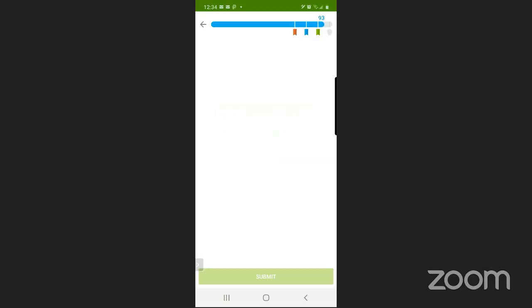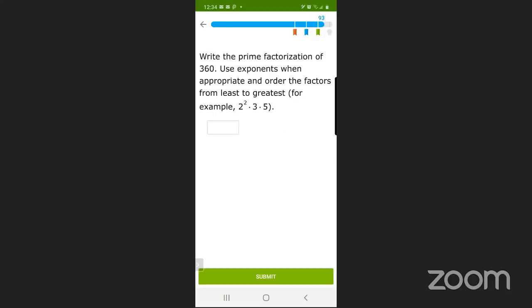Excellent. Okay, whose turn is it now? Alina, we still need to practice more on this. Okay, 360. Alina, you can do this one, and then we'll go to the next topic. The prime factorization of 360.